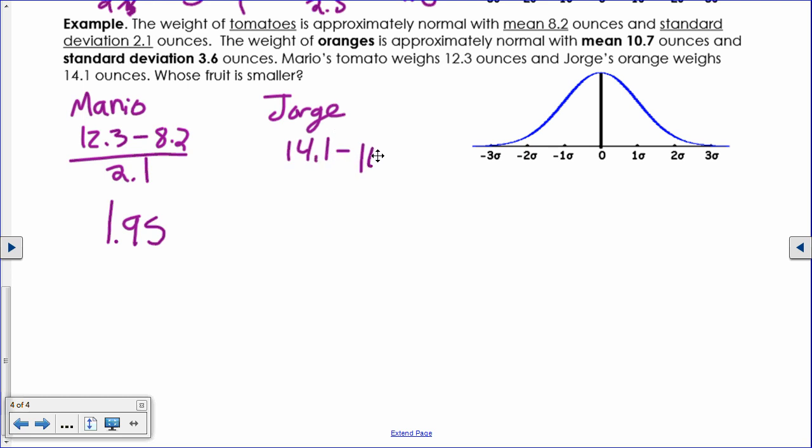Minus 10.7. Okay, and then what would the actual value be? 0.94. So if you guys are looking at the standard normal, this guy has almost 2, and this guy has just under 1. So if I asked you who has the smaller groups, it would be the smaller z-score, right? So it would be the orange.